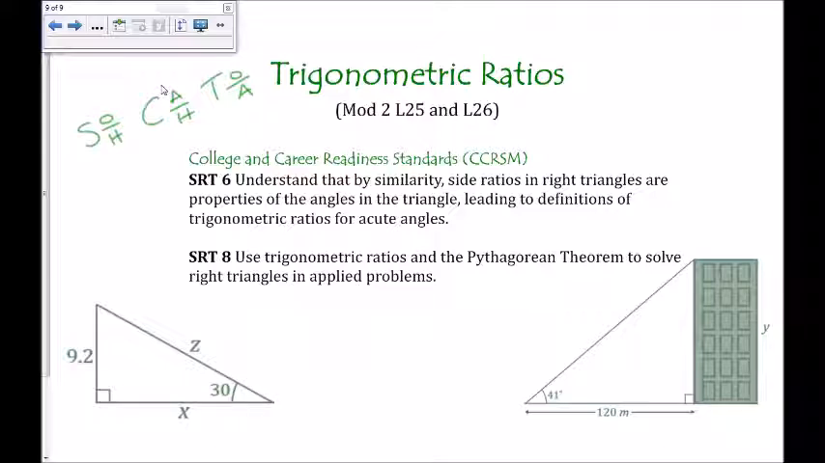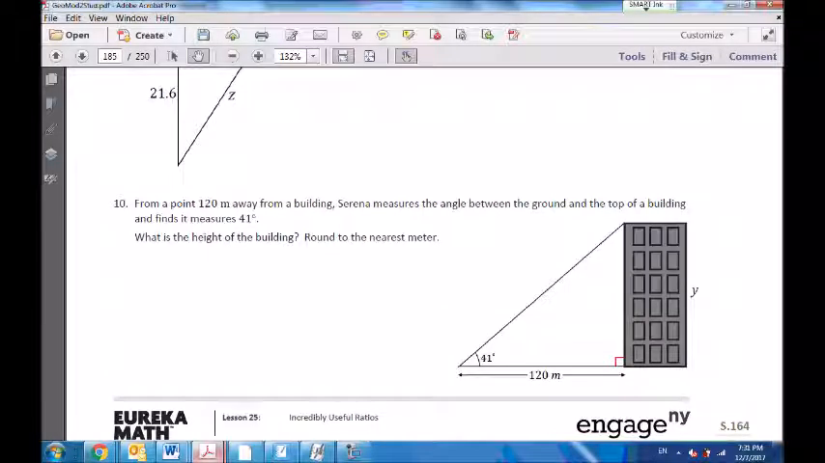Let's get started. Let's start at the bottom of page 164. In this problem, number 10, Serena is trying to measure the height of her building. I'm assuming it's her apartment building. And she knows the distance that she is standing away from the building, and she knows the angle of altitude, so what the angle is from the ground up to the building. And she's trying to figure out what the height of that building is.